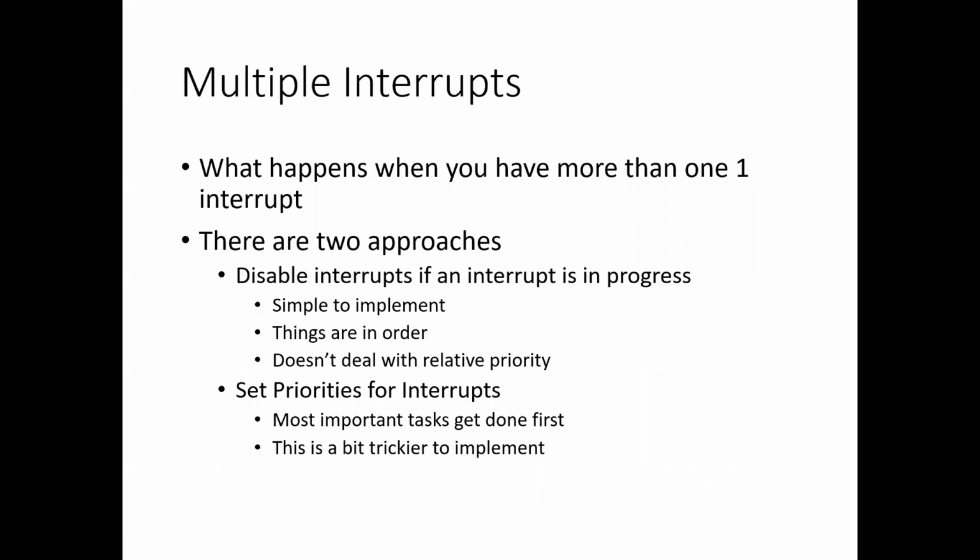Now, what happens when you have more than one interrupt? Well, there are two approaches. One, you can disable interrupts if you've already got one in progress. That's simple to implement and not too bad to think about. Things are in order, but it doesn't deal with relative priority. So, you can't do a prioritization of them, like, hey, my mouse is more important than my printer.